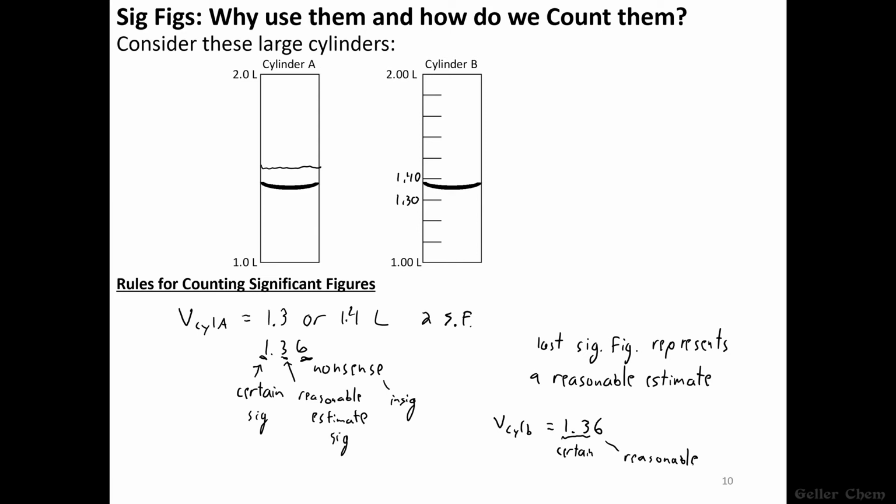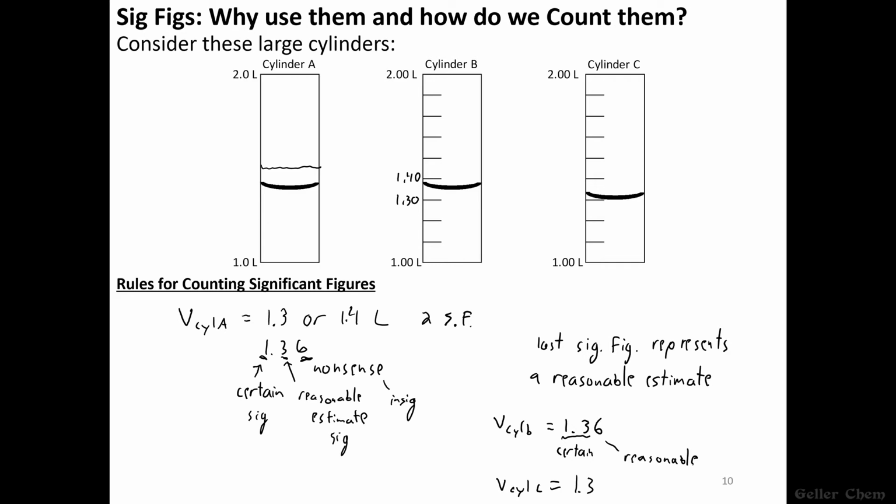Now, what if we changed the volume of liquid but kept using a cylinder with the same accuracy as cylinder B? And so, what is this volume? Volume cylinder C. Well, at first glance, you might think it's a 1.3. Seems reasonable. It looks like that meniscus is right on that 1.3 line. The thing is, we're still going to put in a 0. And that 0, even though it seems to go against all of the rules of math that you learned when you were younger, that 0 emphasizes the accuracy of this reading.